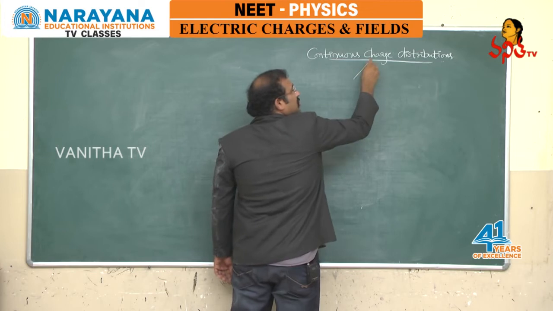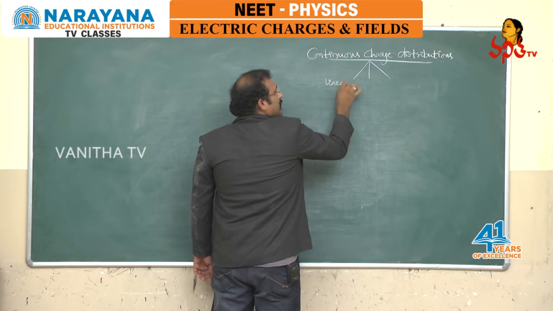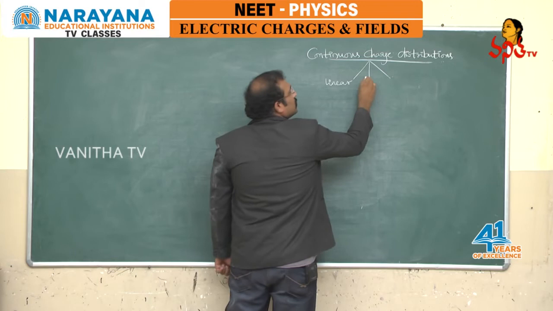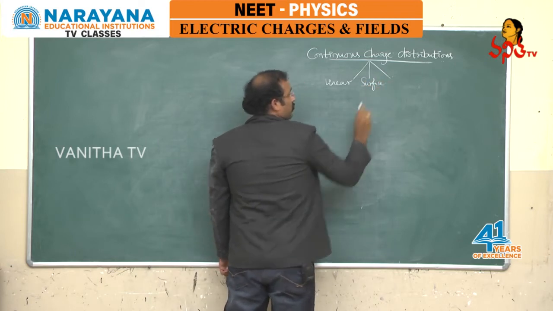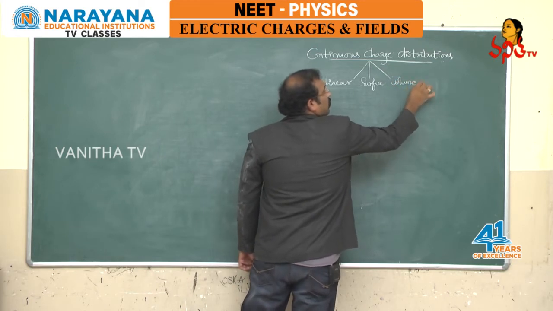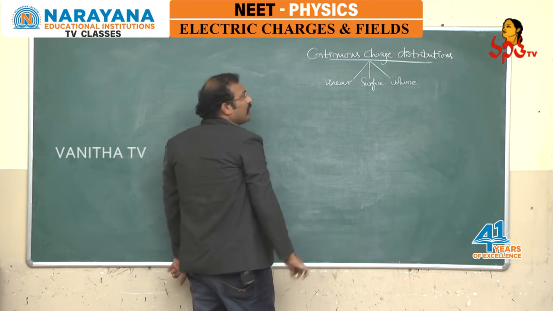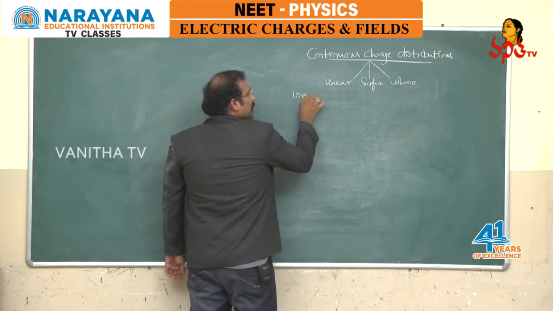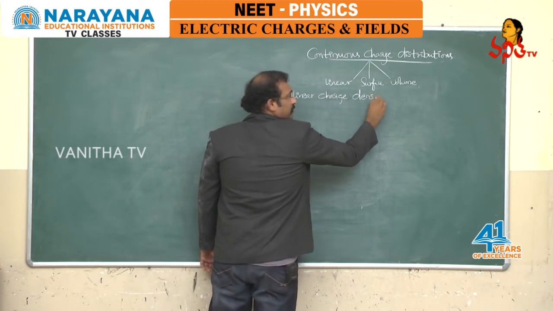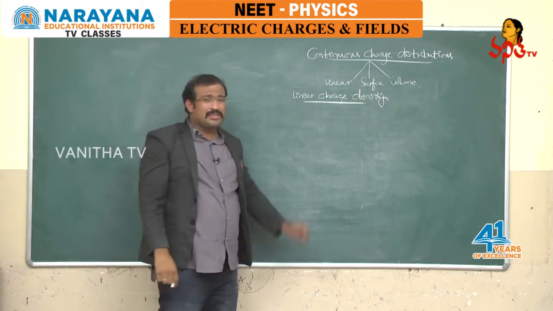Continuous charge distributions are basically of three types. Linear charge distribution, known as linear charge density; surface charge distribution, known as surface charge density; and volume charge distribution, known as volume charge density. The first one is linear charge density. What is this linear charge density?